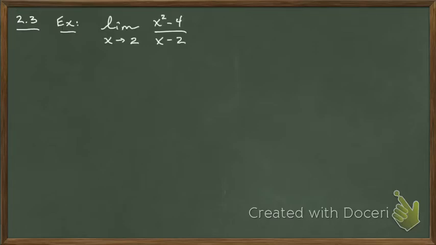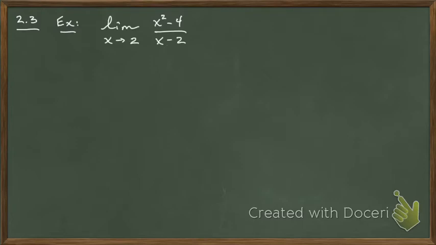The limit as x approaches 2 of x squared minus 4 divided by x minus 2. What we did was look at a table and a graph and we were able to determine the value of this limit. Some of you might have looked at this and said, well, x squared minus 4, I can maybe factor that. That's a difference of squares.